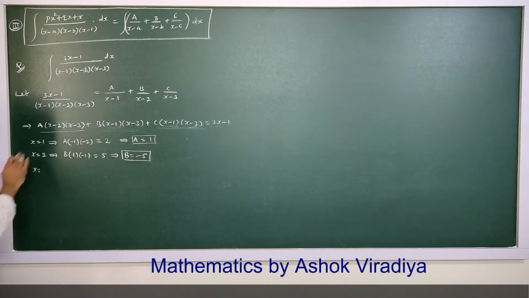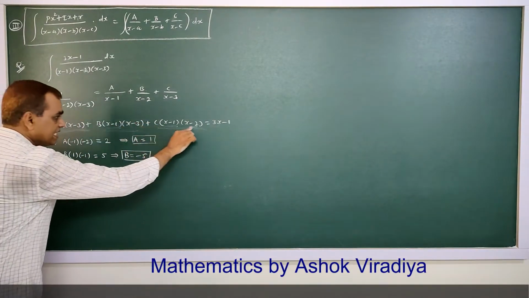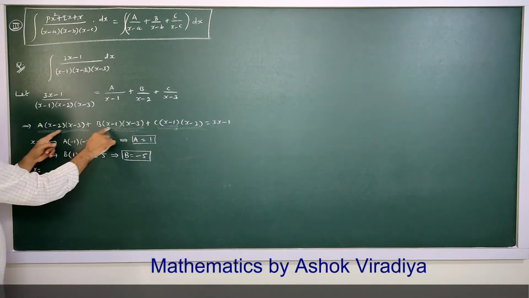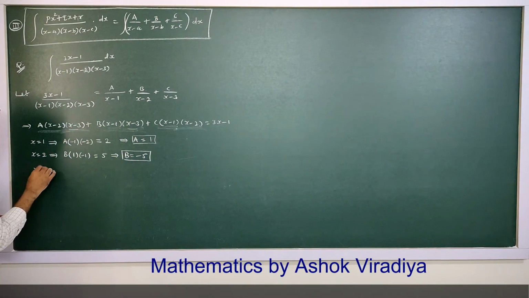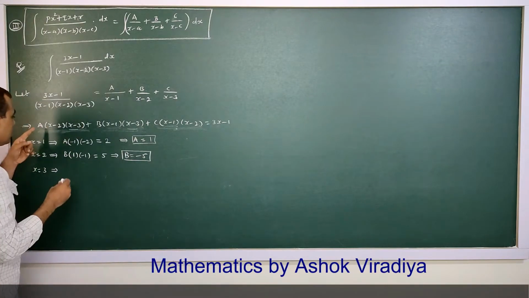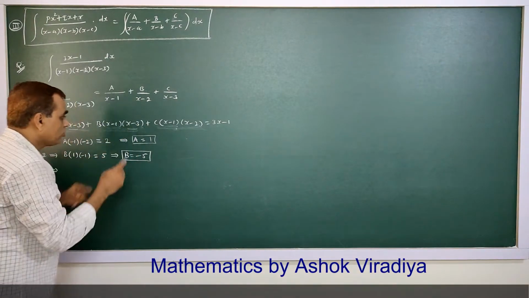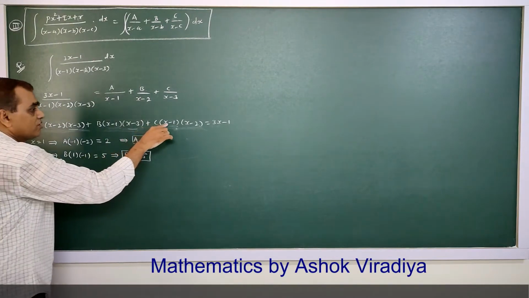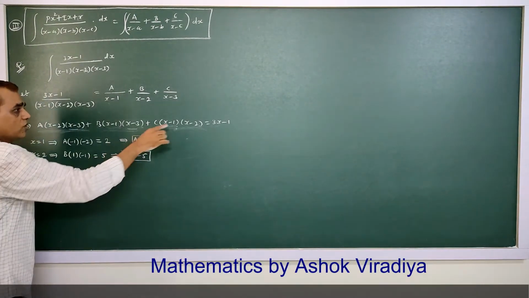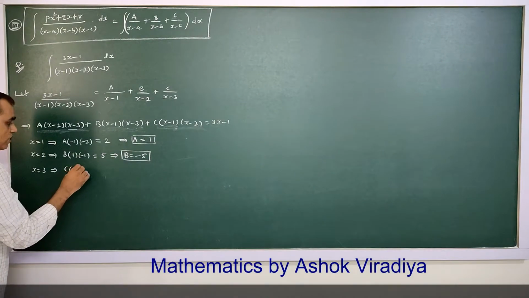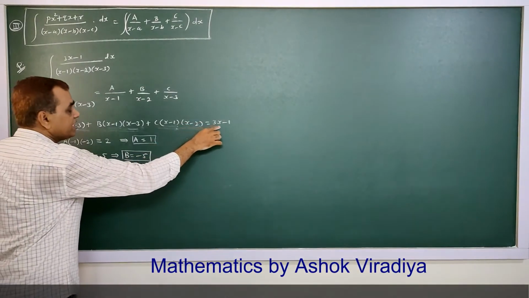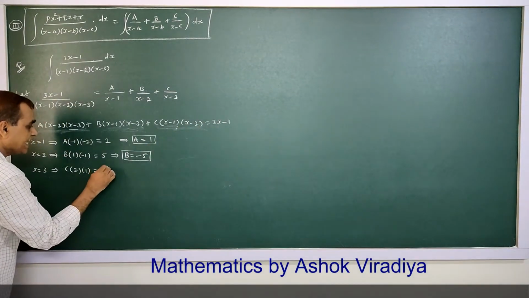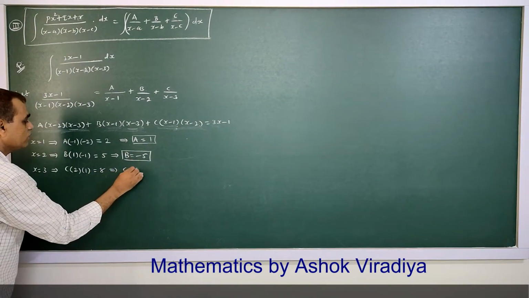Now similarly, to have the value of c, focus on these two numbers. Here x minus 3 is common, so take x equal to 3. Taking x equal to 3, this will be 0, this will be 0, then the third term will be 3 minus 1, 2, 3 minus 2, 1, equal to 3 into 3, 9, 9 minus 1 is 8. So c is equal to 4.